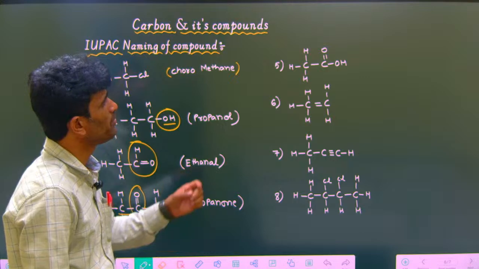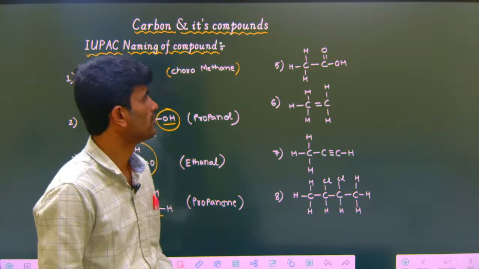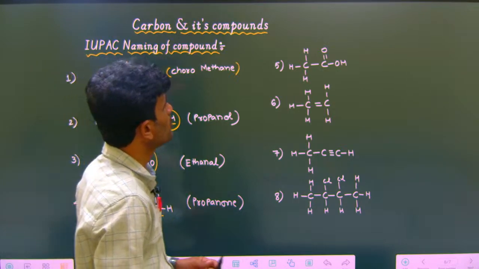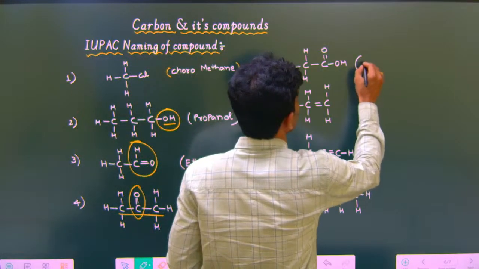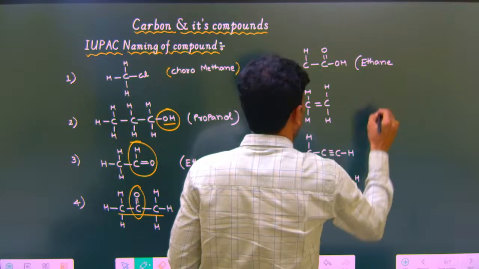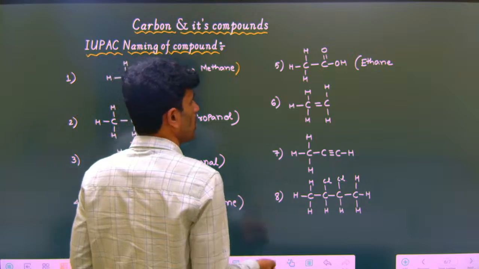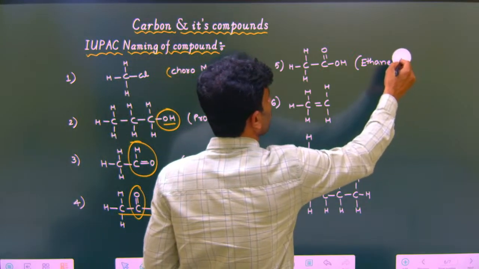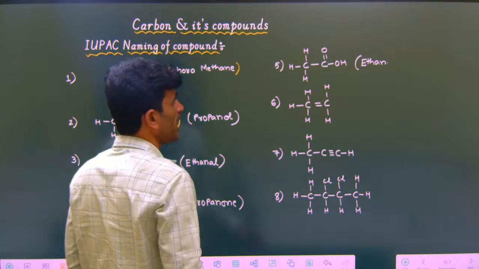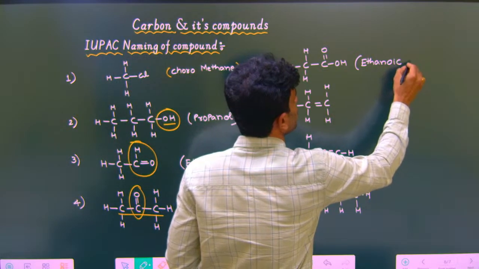And what will be the name? Because there are 2 carbons, it should be ethane. So ethane should be there. But because there is a carboxylic acid functional group, what suffix should be added? Oic acid. So it becomes ethanoic acid.